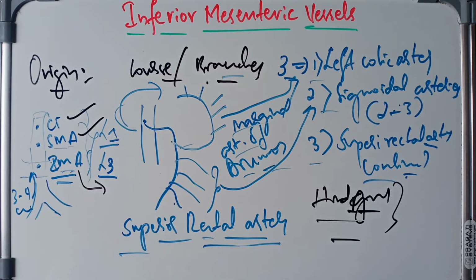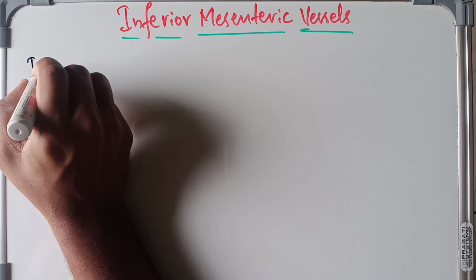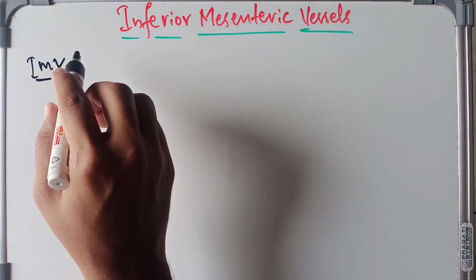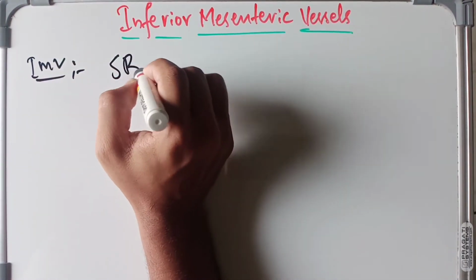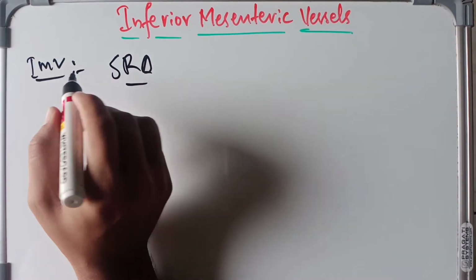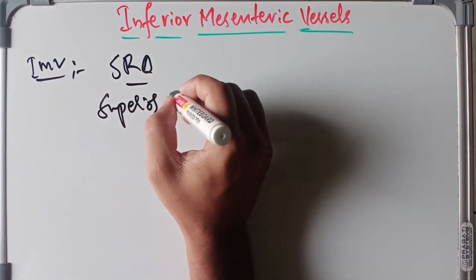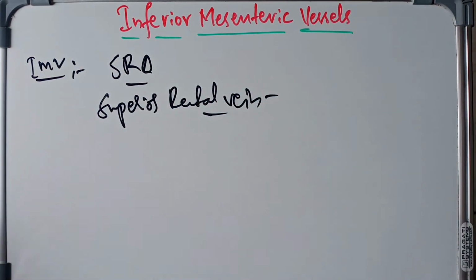So now we will finally discuss the inferior mesenteric vein. Now that we have discussed the inferior mesenteric artery, we know that it will finally become the superior rectal artery, right? Likewise, the superior rectal vein will arise and combine to form the inferior mesenteric vein. So how do we have the venous system? Please watch this, concentrate.